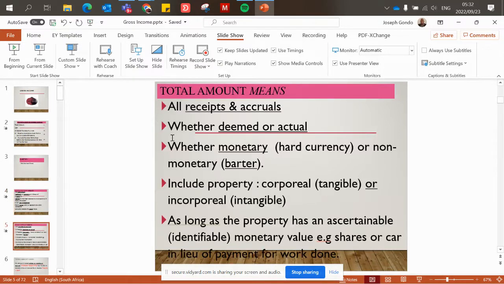So let's go to total amount. Total amount means all receipts and accruals, whether deemed or actual, whether monetary or non-monetary, including property, corporeal or incorporeal, as long as the property has an ascertainable monetary value, e.g. shares or a car in lieu of payment for work done. So by amount, you are basically saying we are just talking about all receipts.